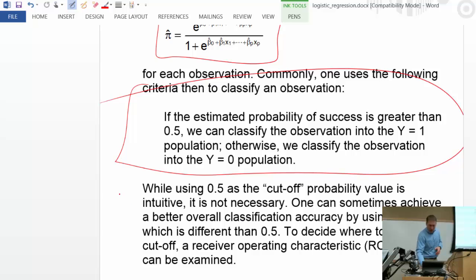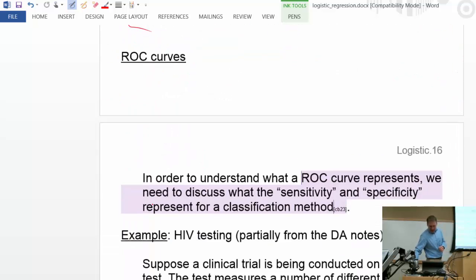A tool that we're going to use to make this judgment of what we should use for a cutoff probability is what's called a receiver operating characteristic curve, or ROC. That's the way that people typically refer to this. They don't call it the ROC curve, for example. It is an ROC curve. Now, to understand what ROC curves are, we need to talk about something called sensitivity and something called specificity. Okay? These are measures of accuracy for a classification method, such as this.